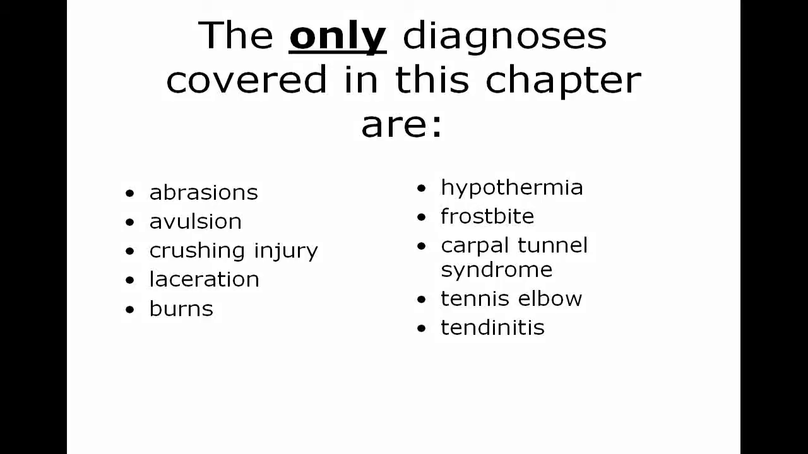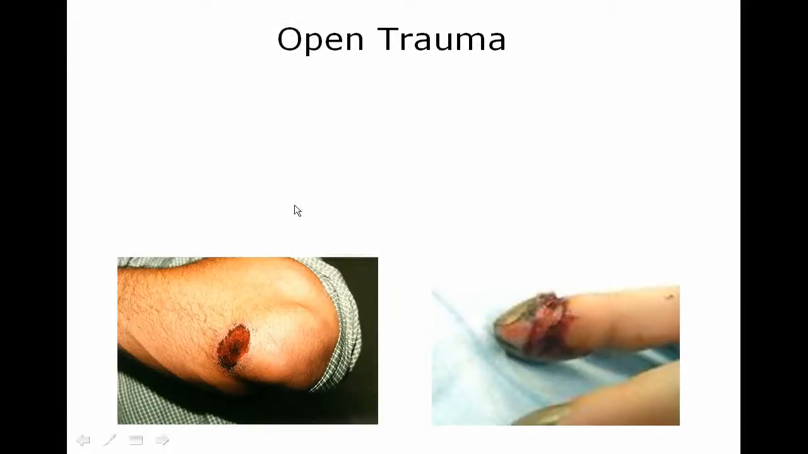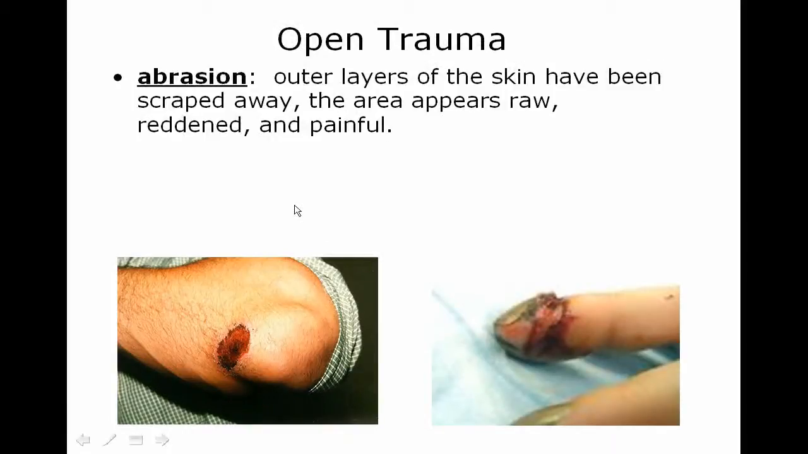Open trauma may involve only the skin surface, or it may extend to the soft tissue and structures far below the skin. And we're going to start with the very most superficial injuries like abrasions, and then talk about the more serious. Abrasion, just the outer layer of the skin has been scraped away. Very minor. Appears raw, reddened, and painful. As far as treatment, it's all about cleaning the abrasion and checking with the patient to see if they've had a tetanus shot.